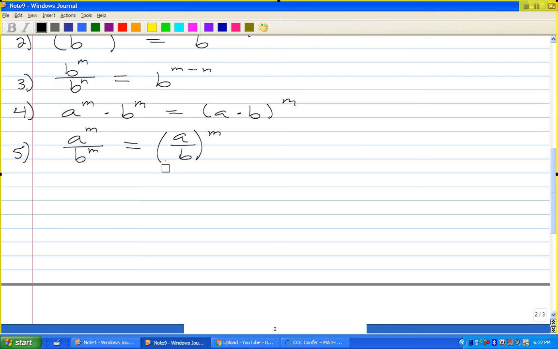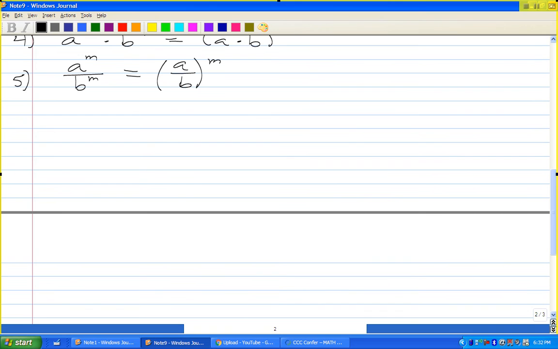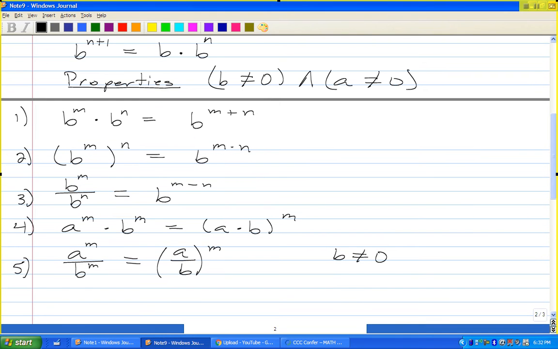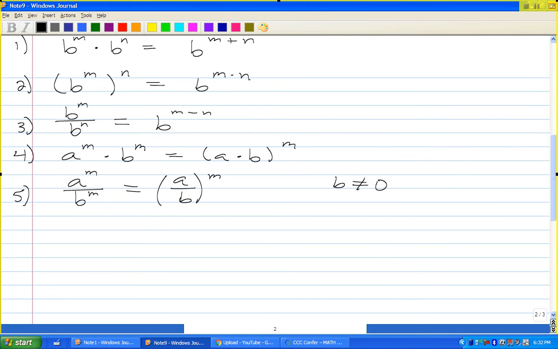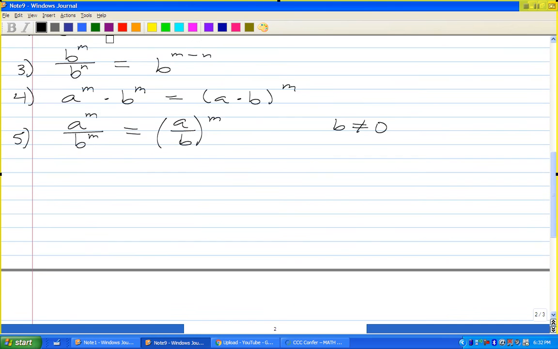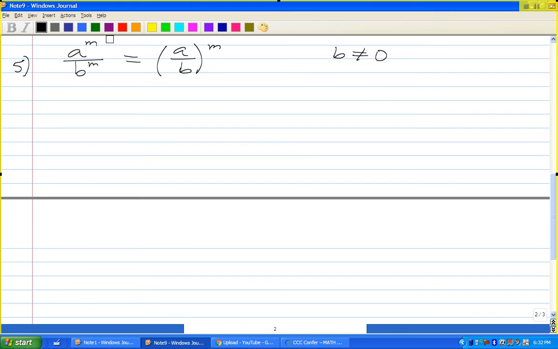And of course, b is not 0. You don't want to divide by 0. For these other ones, I guess b could possibly be 0, so long as both sides of the equality exist. So these still hold with the base being 0, except for, of course, if the exponents were also 0. So that's why I assumed in the previous cases that the bases weren't 0.